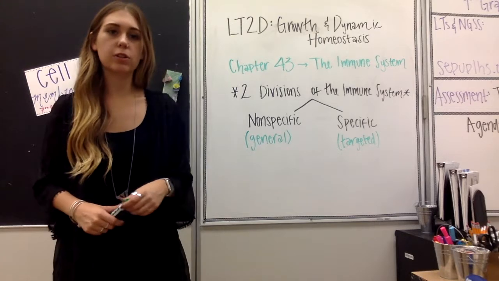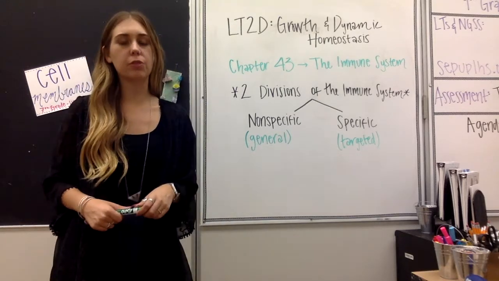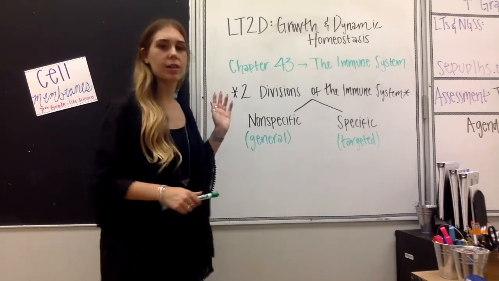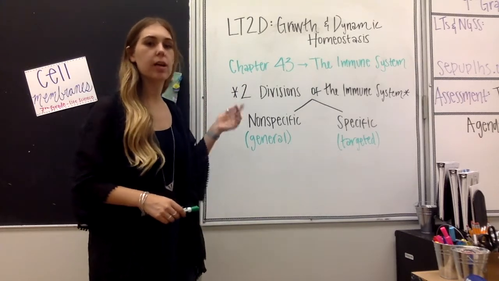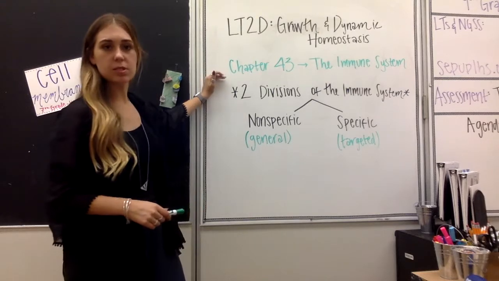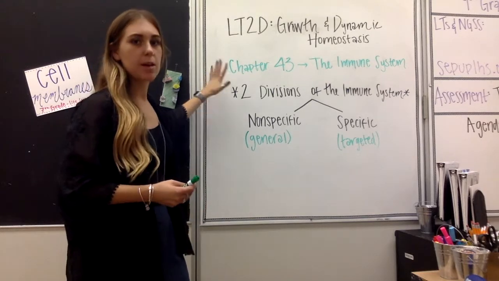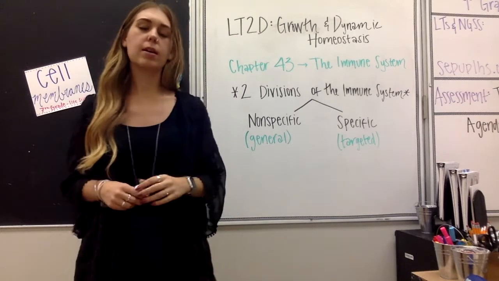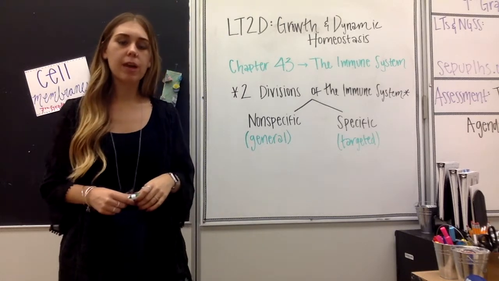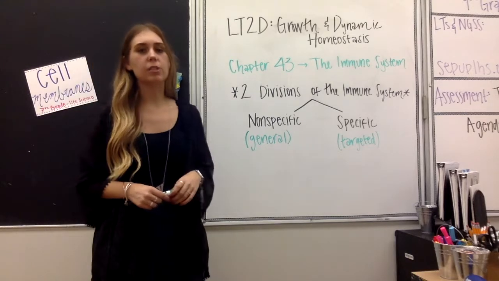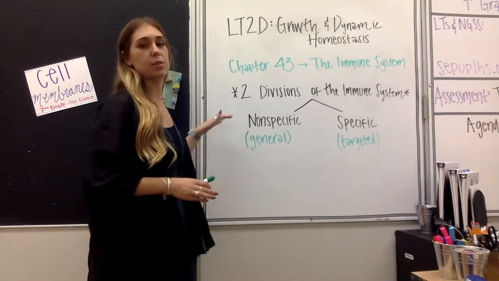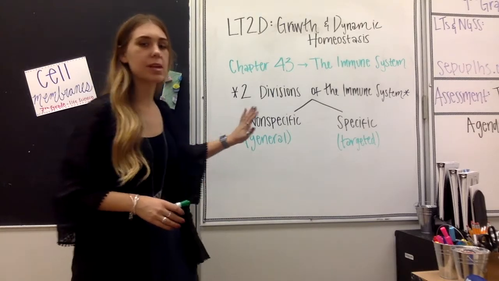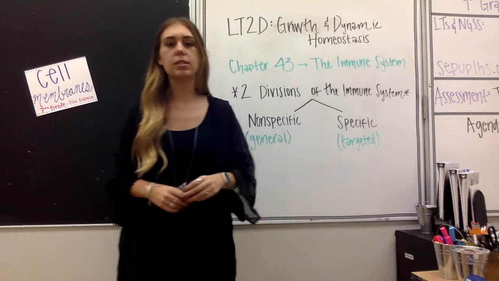This video is for learning target 2D, which is growth and dynamic homeostasis. While there's a lot going on in this learning target, the main thing we're focusing on is the immune system. There are other aspects, but I would say that chapter 43, the immune system, is the biggest component of this particular learning target. So this video will be broken down into the two main divisions of the immune system, which are the non-specific part of the immune system and the specific immune system.